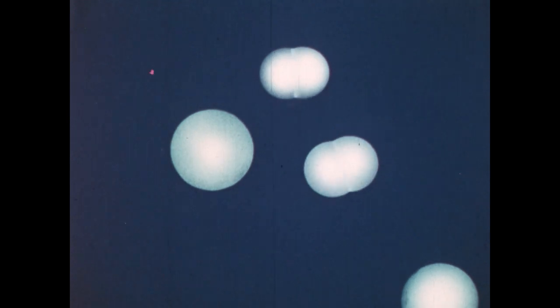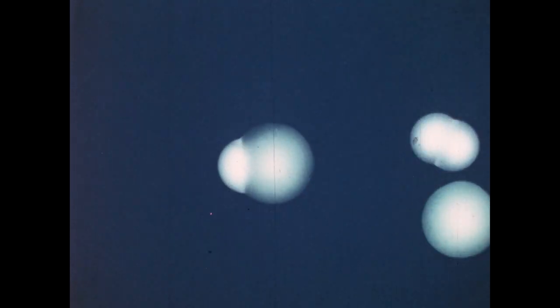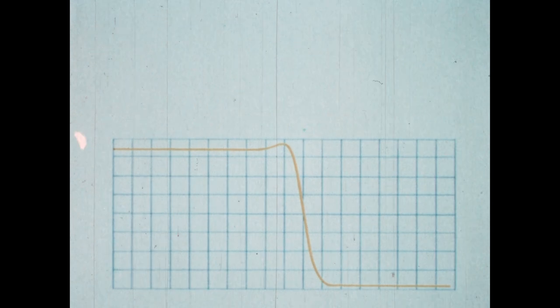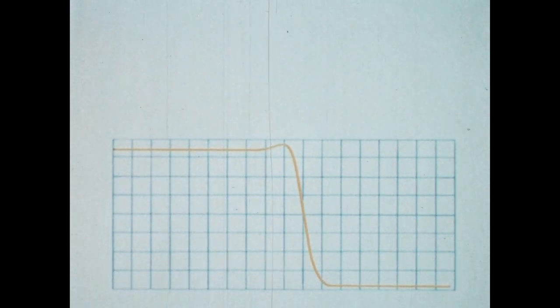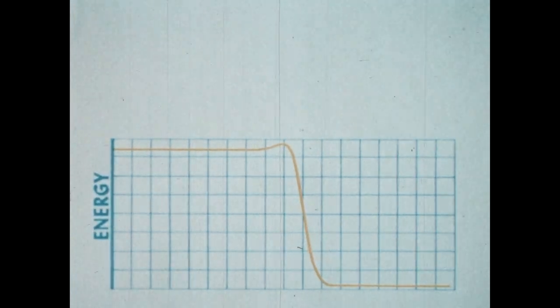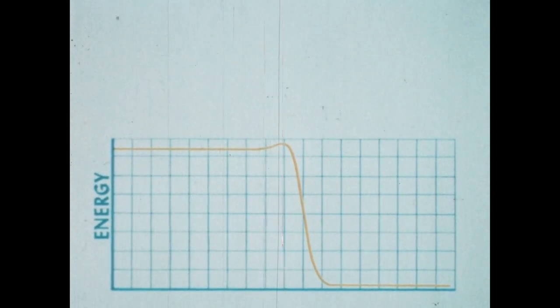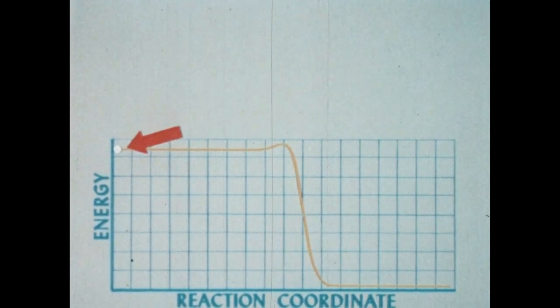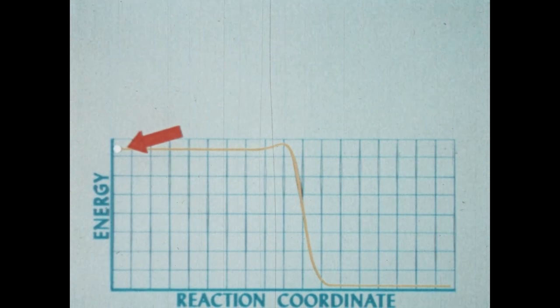It is the energy of collision that differentiates those which initiate reactions from those which result merely in rebound. By means of this graph, we illustrate the energy involved. The vertical axis represents the potential energy. The horizontal axis, called the reaction coordinate, indicates the relative positions of the molecules or atoms during a reaction. This point indicates the relative energy positions of the reactants.